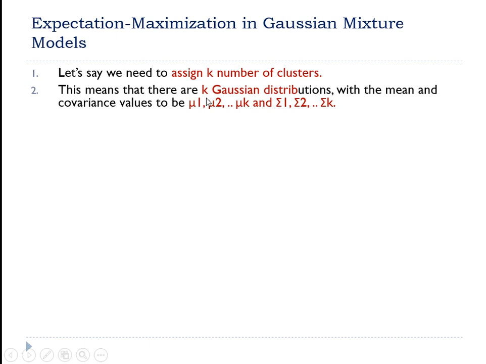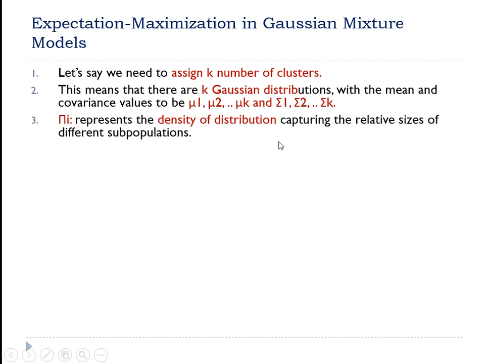That depends upon your case, which data set you're working on. Now, coming to the next step. Once you have decided k, if you have k clusters, definitely you will have k Gaussian distributions. And for each Gaussian distribution, you will have a mean and a covariance. So let's say mu1 is the mean for cluster 1, mu2 is the mean for cluster 2, and so on. And sigma 1, sigma 2 up to sigma k are the covariances for the different clusters.